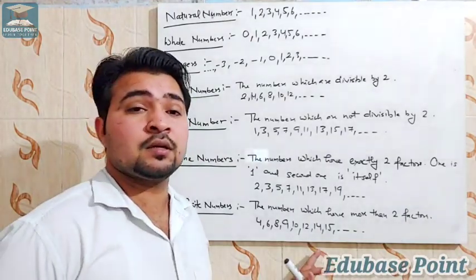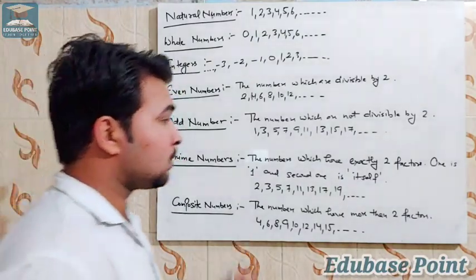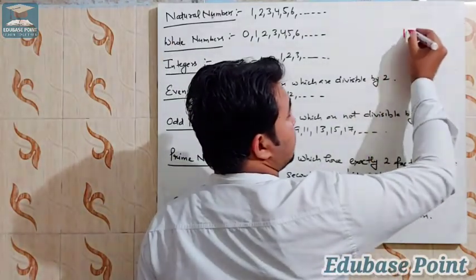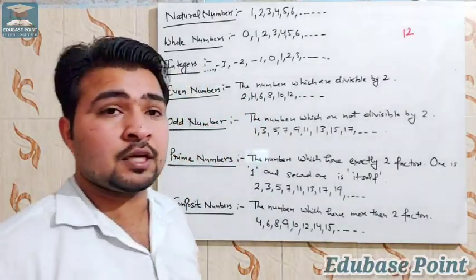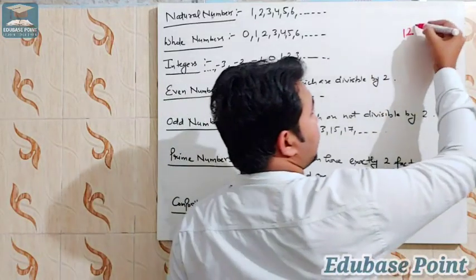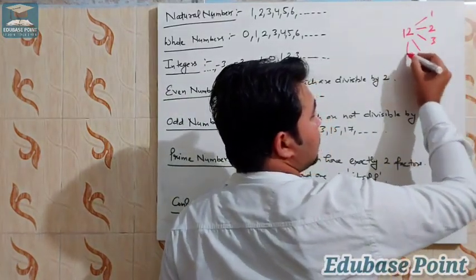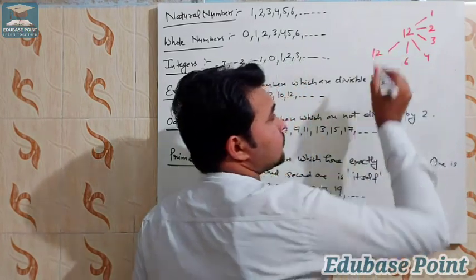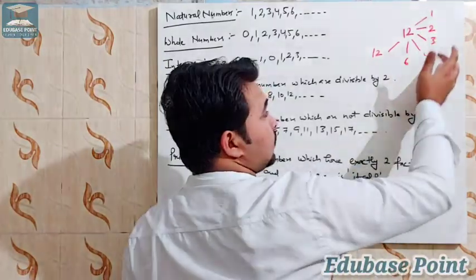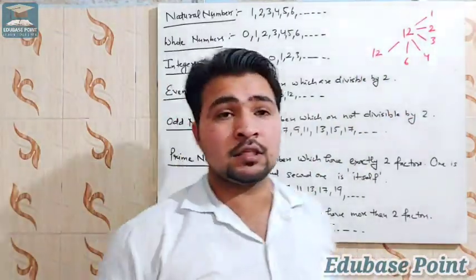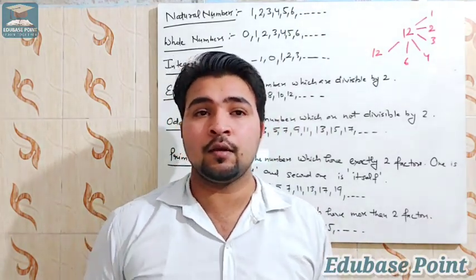These are the numbers which have more than two factors. And how the factors are, I will take an example, 12. Now 12 is coming in the tables of 1, 2, 3, 4, 6 and 12. So how many factors of 12? There are 1, 2, 3, 4, 5, 6. There are 6 factors of 12. So I can say that it is a composite number.